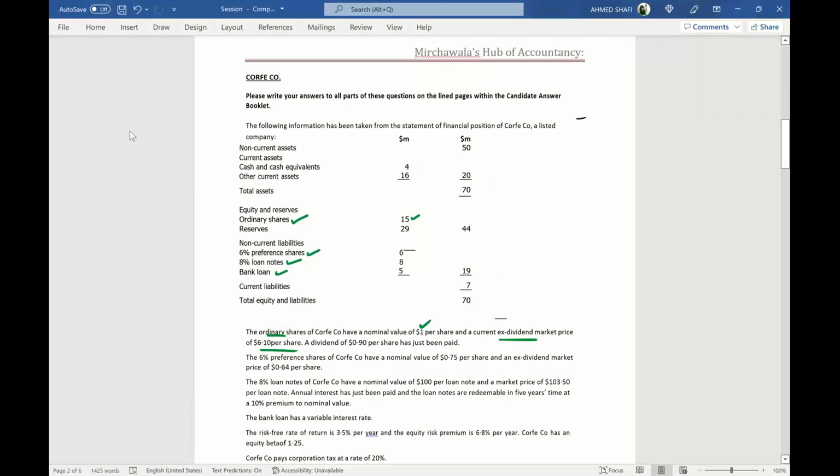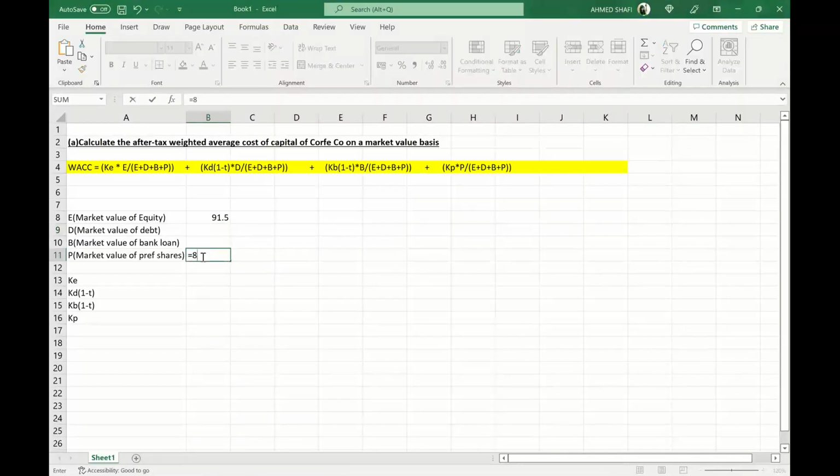Similarly, how will you get the market value of preference shares? You have already calculated 6 million is the preference share capital and par value is 0.75. You can divide it to get number of preference shares. Remember, number of preference shares is 8 million and current share price of preference shares is 0.64. So number of preference shares 8 million into current share price 0.64 gives the market value of preference shares. So you've got the market value of equity and the market value of preference shares.